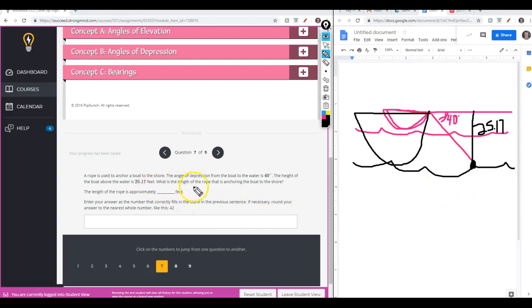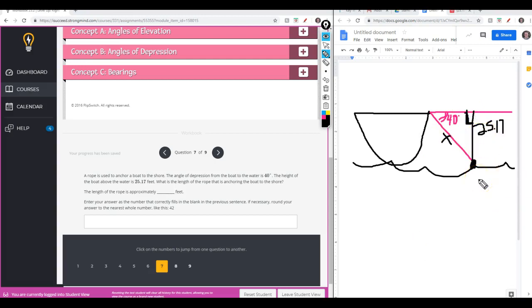So it wants to know what is the length of the rope that is anchoring the boat to the shore. So if this is the shore and this is the boat, here's the length we want to find. So here's our 90-degree angle.